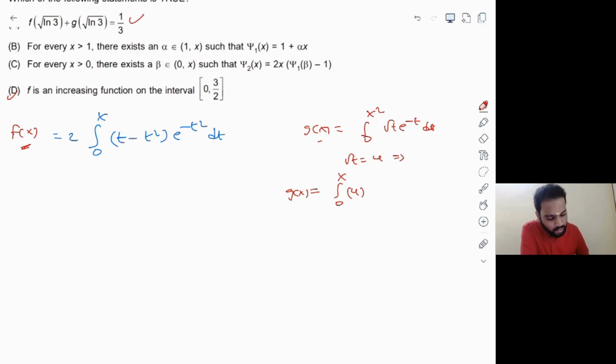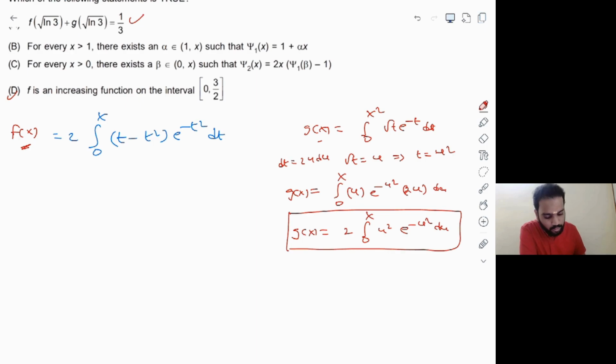So, which clearly says t is equal to u square. So this becomes e to the power of minus u square. Moreover, if I differentiate, dt will become 2u du. So finally you get 2u into du. And if you look at this, finally you get g of x is equal to 2 into integral 0 to x of u square into e power minus u square du. So this is your function g of x.